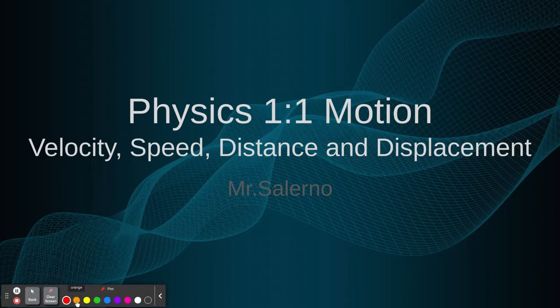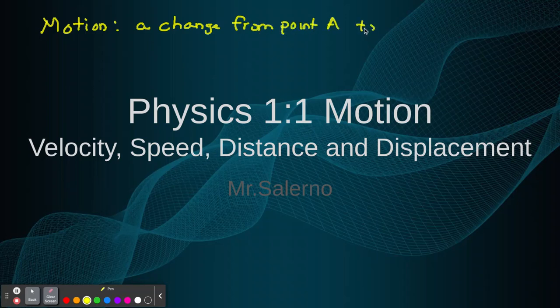But we also should know what is motion. Well, we know what motion is, right? So we'll write motion, and we're going to talk about different types of motions in other videos. But motion is a change from point A to point B. Right? You went from point A to point B.